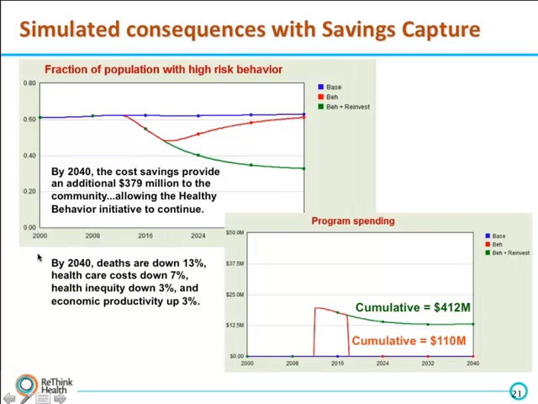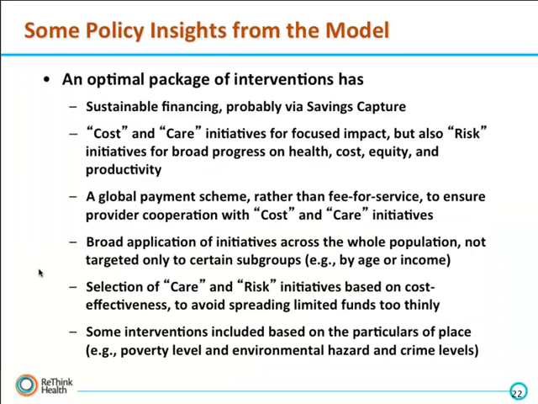And if you looked at other graphs, you would see that as a result of this reduction in unhealthy behavior, total deaths are down a whopping 13%. Healthcare costs are down 7%, which is also pretty considerable. Health inequity has declined by 3%. And economic productivity is up 3%, which is pretty impressive. So, of course, the point is not to just find a single initiative that you like, but to find a whole cluster of initiatives that would allow you to make the most progress that you can in a community. Note that in the previous slide, we had some money left over that could have been spent on other initiatives.